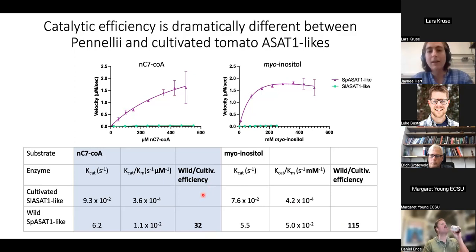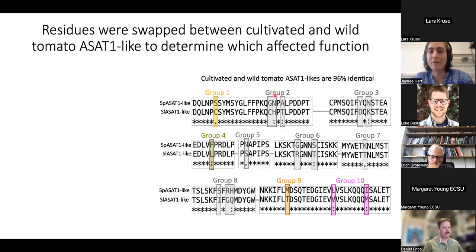This gets even more interesting when you consider the fact that these proteins are almost identical to each other. There's only 17 amino acids that differ between these proteins. And I surmised, based on the fact that they're very similar but there is a huge difference in activity, that one or several of these amino acid changes must be responsible for the difference in activity between these two enzymes. So I initiated a residue swap study. The first thing that I did was group the amino acids based on their position in the primary sequence.